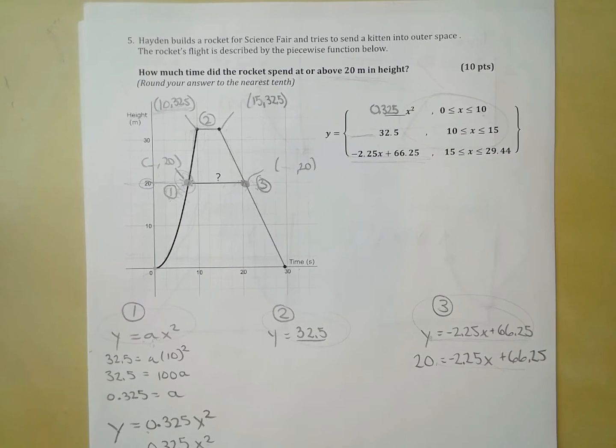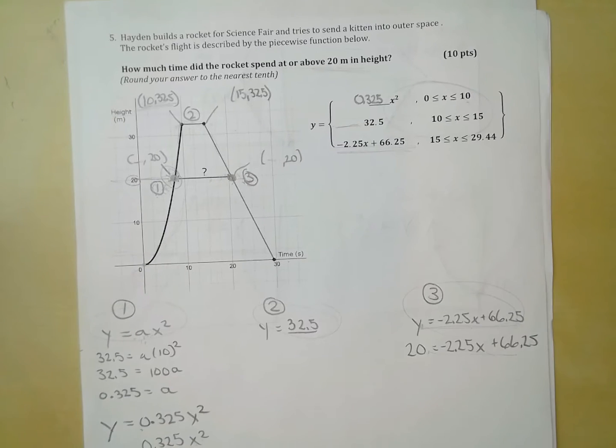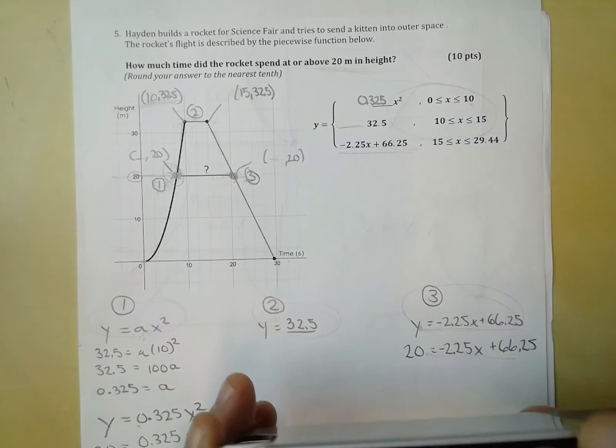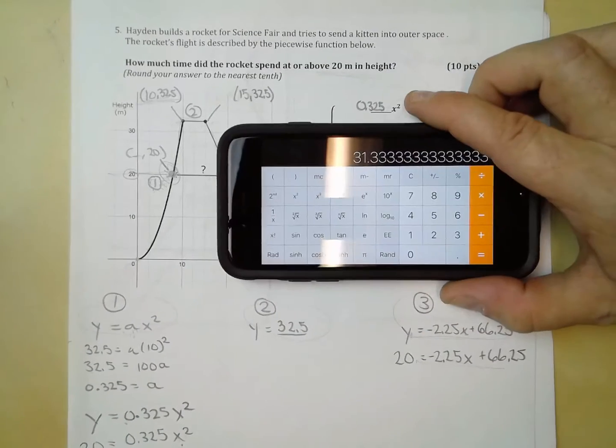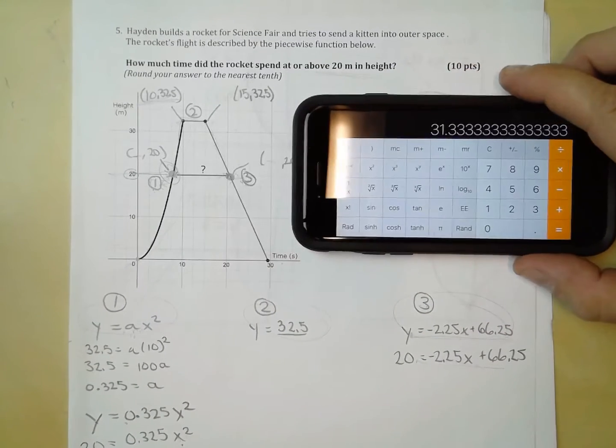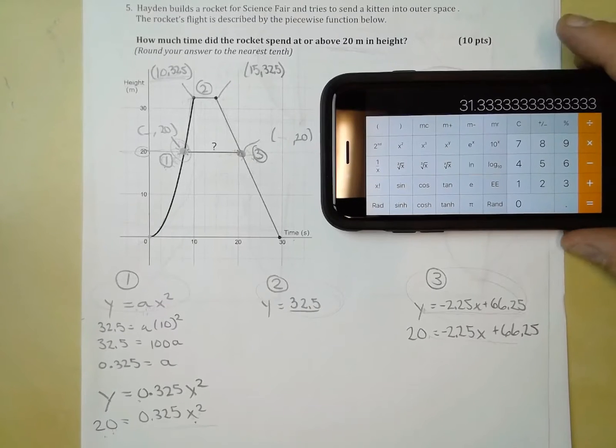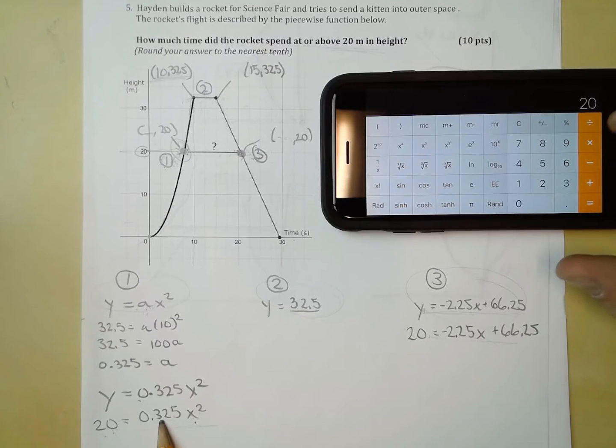So I have to solve here. I'm going to solve by dividing by 0.325. So 20, bring up my calculator now. Sorry, I hope the glare is not too bad. Give me a minute. All right, there we go. I'll just clear that. So 20 divided by 0.325 is equal to that crazy number, 61.5384, whatever.